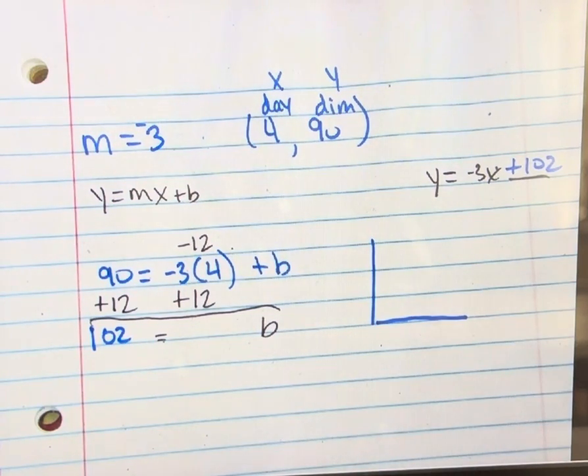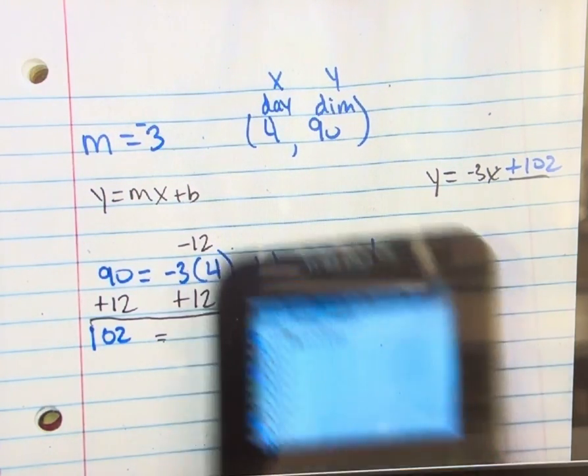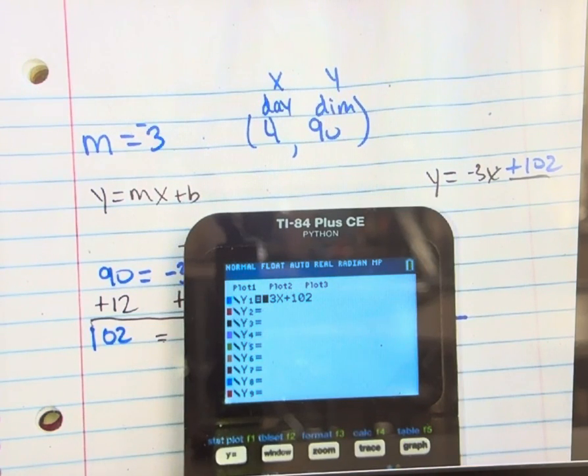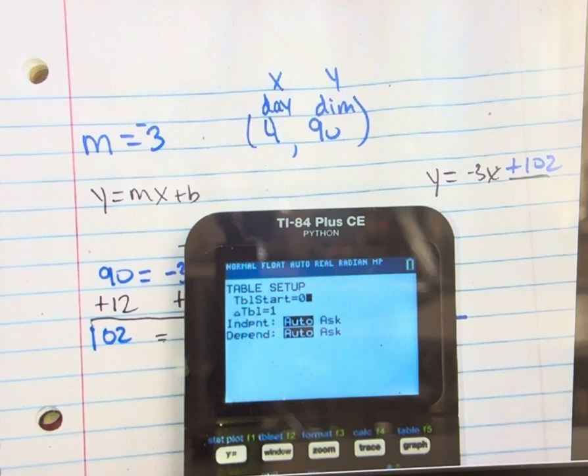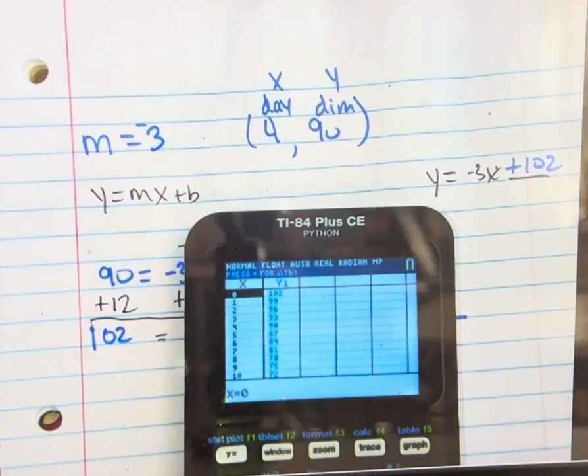So go to y equals, type in -3x plus 102, and then go to your table. And so you can start at 0, you should be at 102. And it also asks you to fill out a table too.